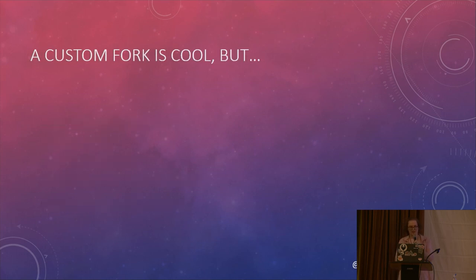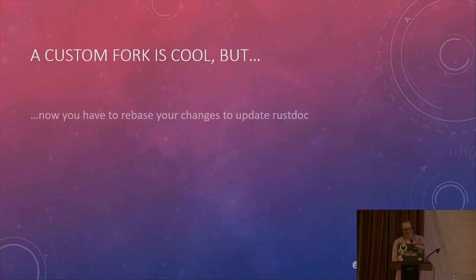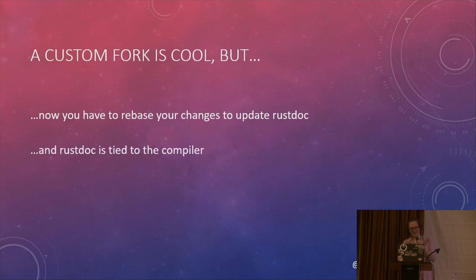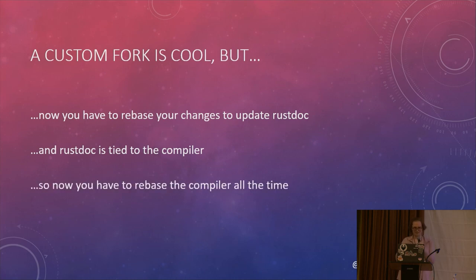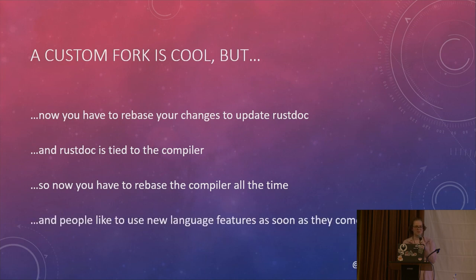So a custom fork is cool, especially if you have the know-how to tinker around with Rustdoc and the compiler build system and building Cargo and stuff. But now you have to rebase your changes if you want to use a newer Rustdoc. And Rustdoc is actually tied to the compiler. It lives in the same repo as the compiler, uses the compiler's internal libraries. So now you have to rebase the compiler all the time. And if you pay attention to how people release their libraries, people like to use language features as soon as they come out.